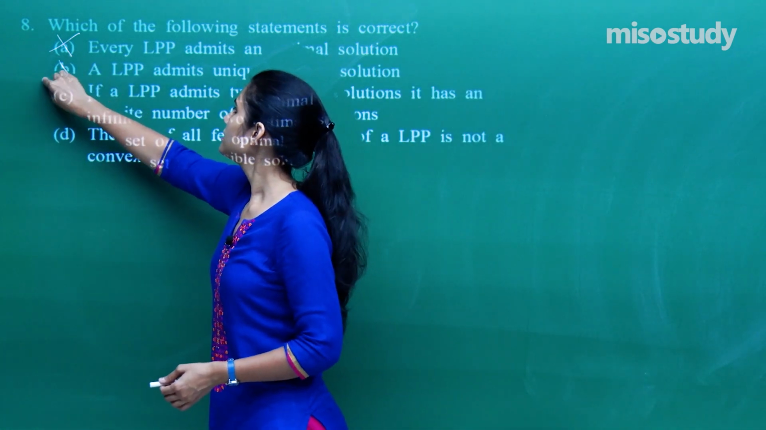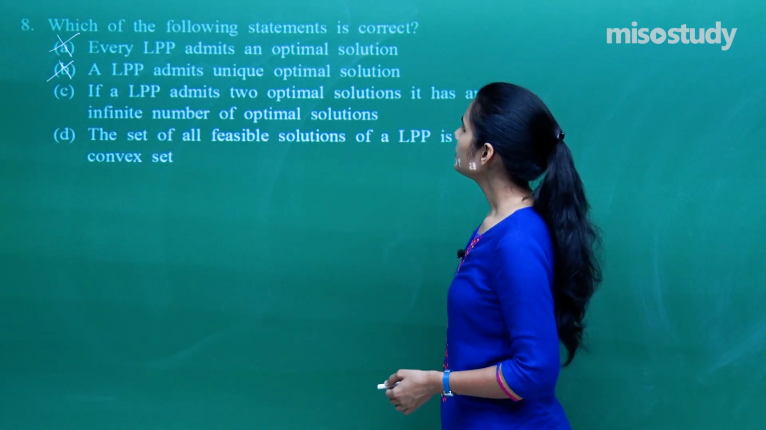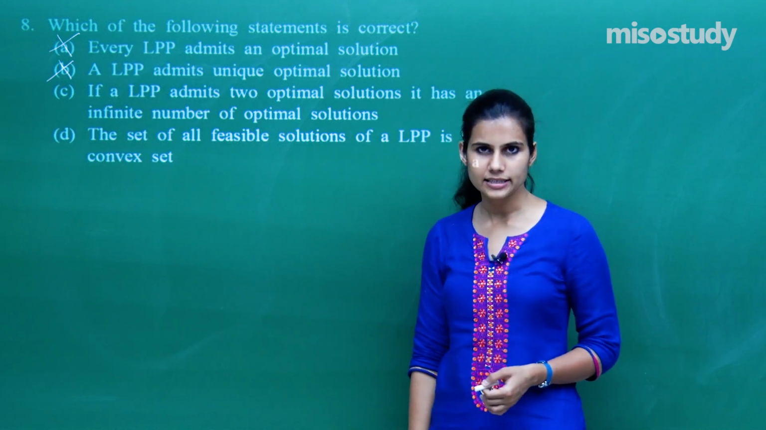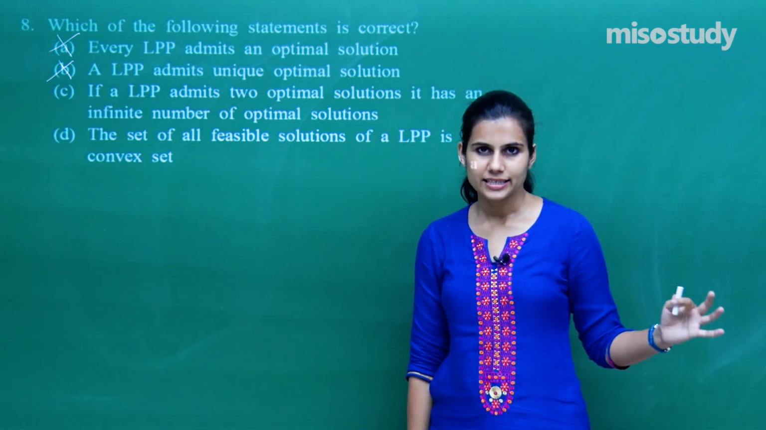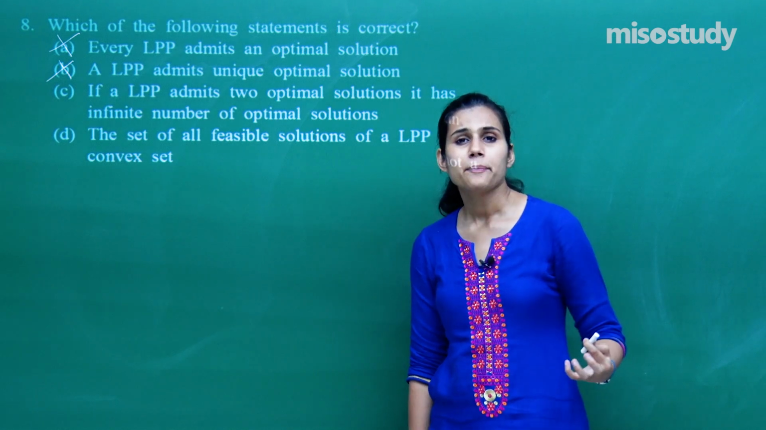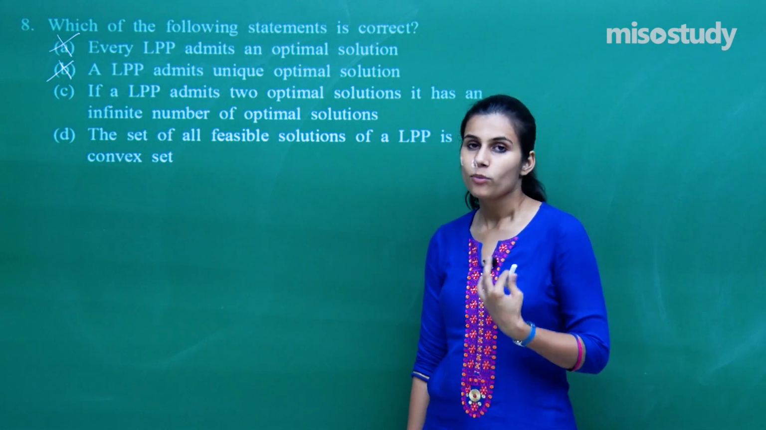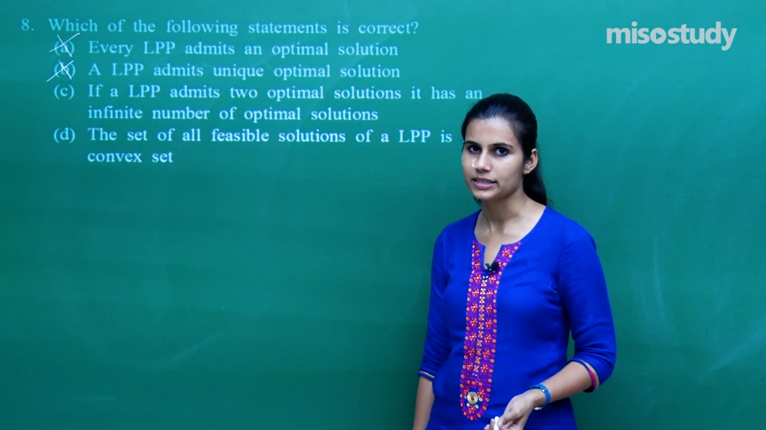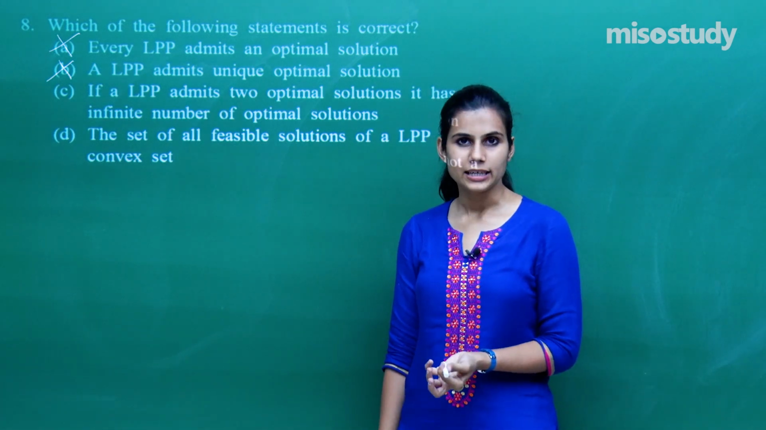No, it can obtain more than one optimal solution. If an LPP admits two optimal solutions, it has an infinite number of optimal solutions. Yes, it can happen that an LPP does not possess any optimal solution. It can happen that it possesses a unique optimal solution. But if it possesses more than one optimal solution, it has to possess infinitely many optimal solutions, okay? So either one or none or infinitely many.